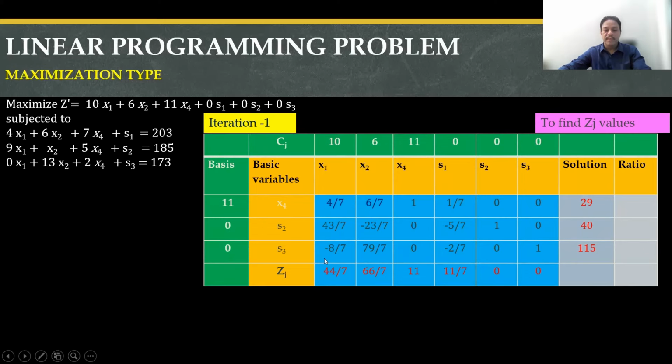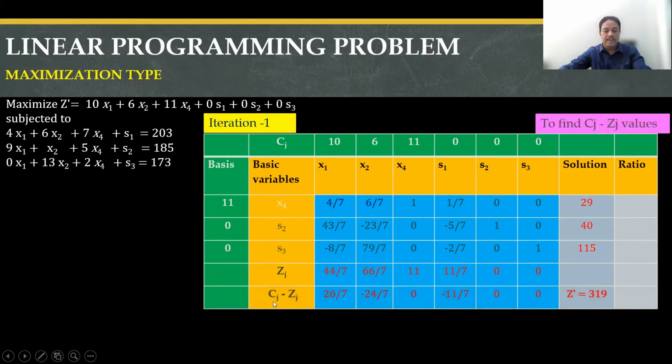We have written it in the new table and we found the Zj value. Next, we will find the Cj minus Zj value as it is shown. And we can see that x4, s2 and s3 which are there in the solution have 0 as the Cj minus Zj value. Then minus 11 by 7 is negative, so S1 cannot enter the solution. X2 is minus 24 by 7, which also cannot enter the solution because this is a maximization problem and this value is negative. So the only variable that can enter the solution is X1.